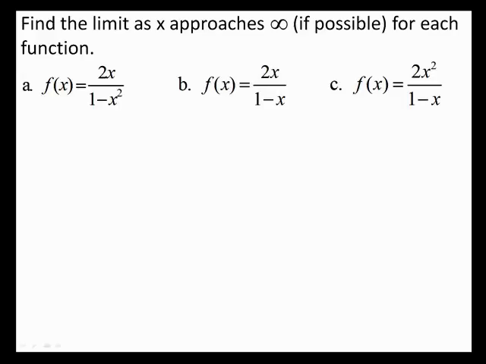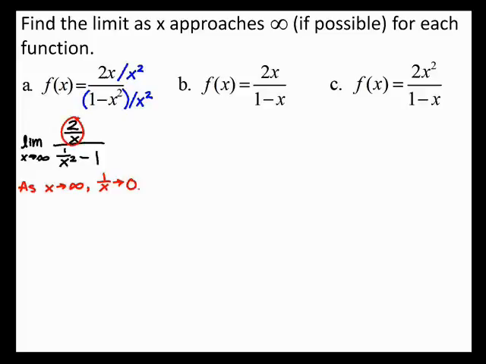Find the limit as x approaches infinity, if possible, for each function. Part A. f(x) is equal to 2x divided by 1 minus x squared. Divide the numerator and denominator by the highest power of x, which is x squared. You know that as x approaches infinity, 1 divided by x approaches 0, and as x approaches infinity, 1 divided by x squared approaches 0.